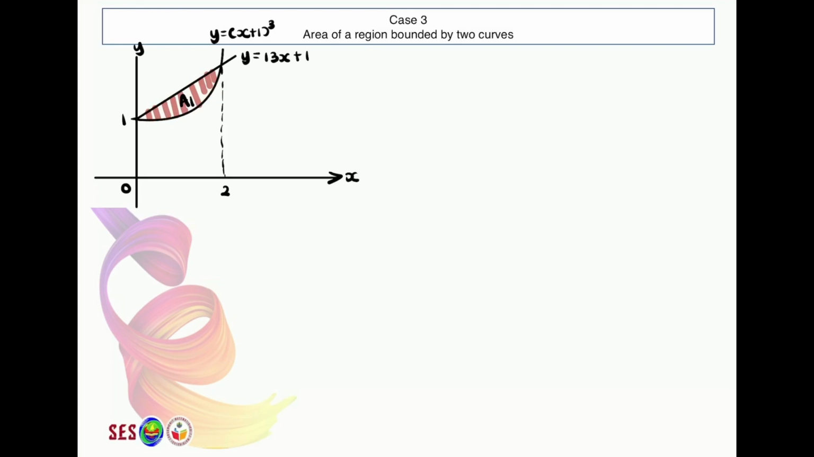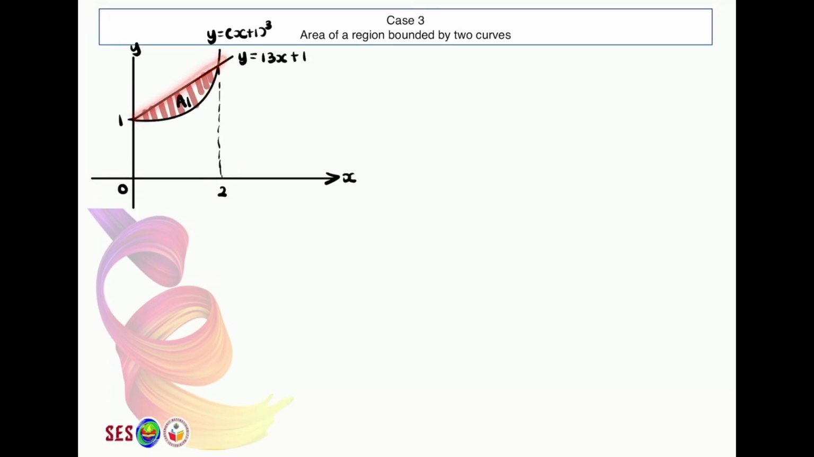So now let us compute. We take the upper function minus the lower function, integrate with respect to x. So what we'll get is area 1 is equals to integral from 0 to 2, upper function which is 13x plus 1 minus our lower function x plus 1 to the power of 3, and we'll be integrating the whole thing with respect to x.